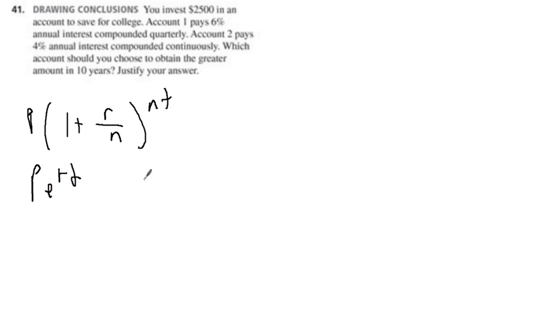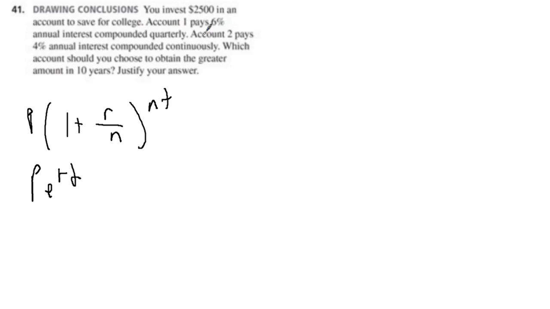Final question, draw a conclusion. You invest $2,500 in an account saved for college. Account 1 pays 6% annual interest compounded quarterly. Account 2 pays 4% annual interest compounded continuously. Which account should you choose to obtain a greater amount in 10 years? So, using our two formulas, I'll write them down right now: P(1 + r/n)^(nt), and P e^(rt) should give us the answer.